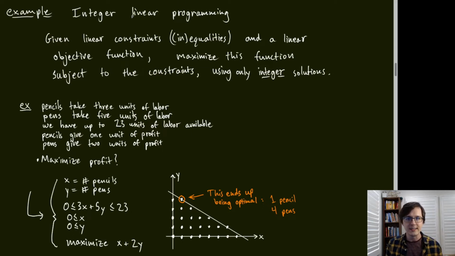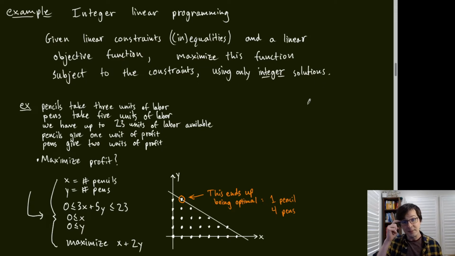So anyway, integer linear programming is if you're given some linear constraints, which are some equalities or inequalities with integer coefficients. Everything's an integer in sight. And also a linear objective function, which is some function that produces an integer given all the variables involved. Then we want to maximize this objective function, subject to the constraints and only using integer solutions.